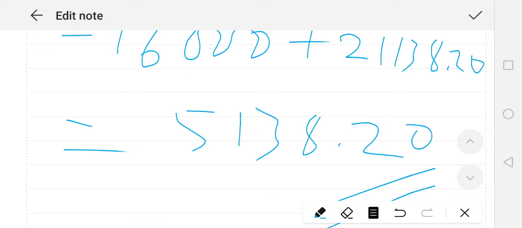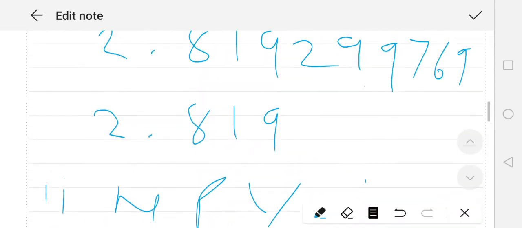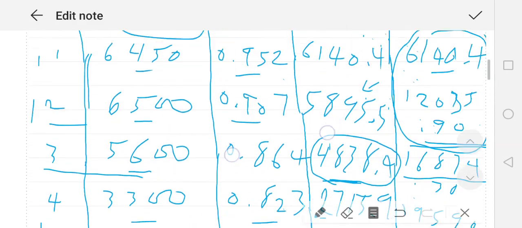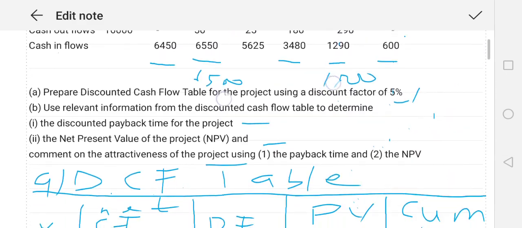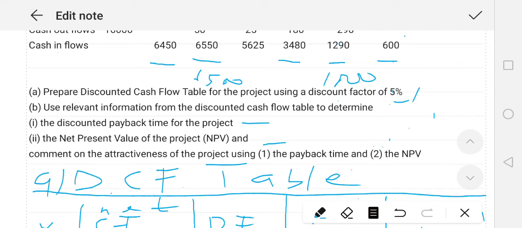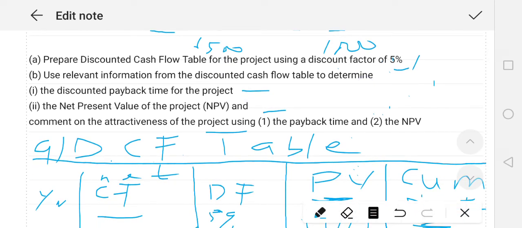The next question says we should comment on the attractiveness of the project using the payback period. Per the payback period, we had a comment that it is advisable to undertake such a project. Using the payback period, the project is a viable one, a good project to undertake, since it takes just less than 3 years to recoup the initial outlay and all other cash outflows.